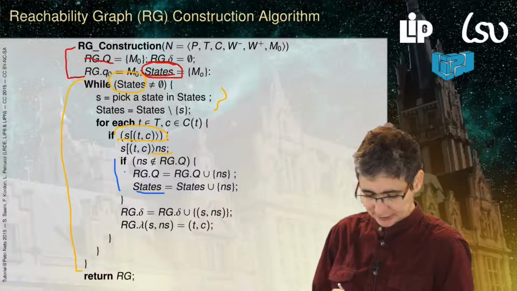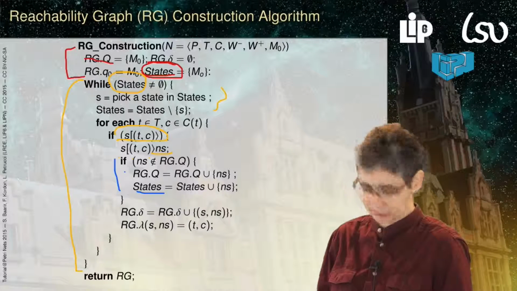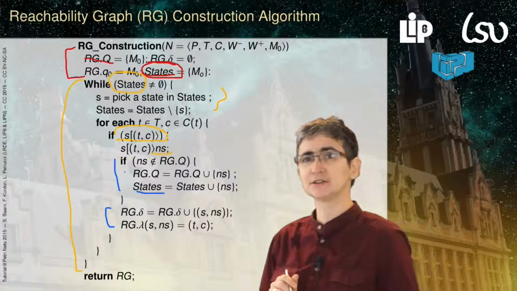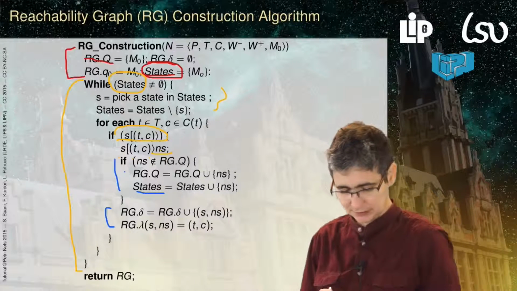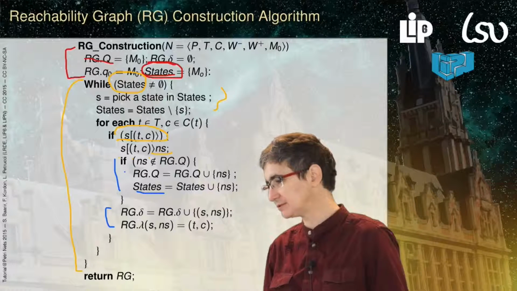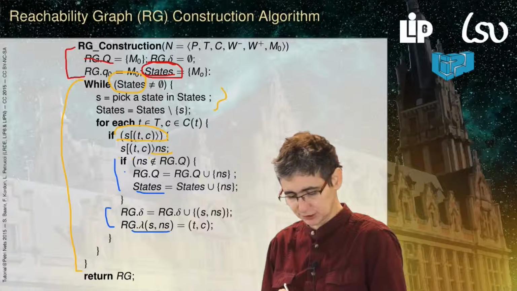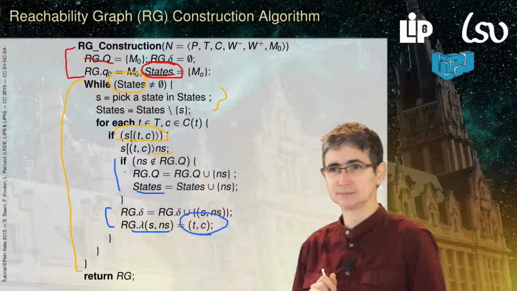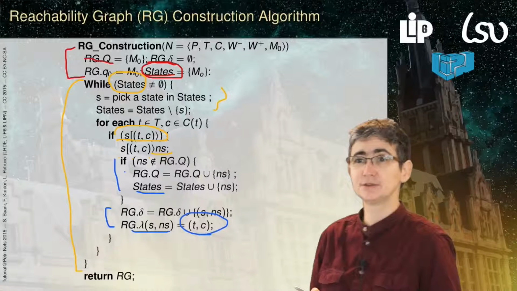And finally, something that you do in all cases, whether you added this state or not, is this part, which consists in adding the arc that allowed you to generate the new state. So the arc from S to NS is added to the reachability graph, and it is labeled by the transition and the color that were used to obtain the new state. And so you repeat that as long as you have states to handle.